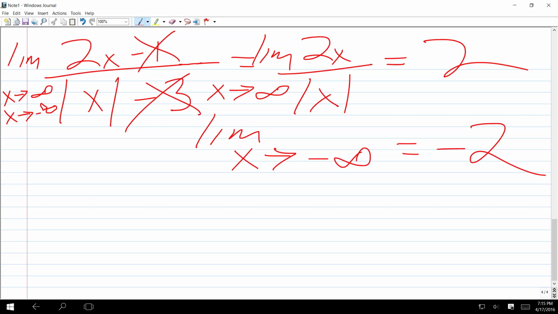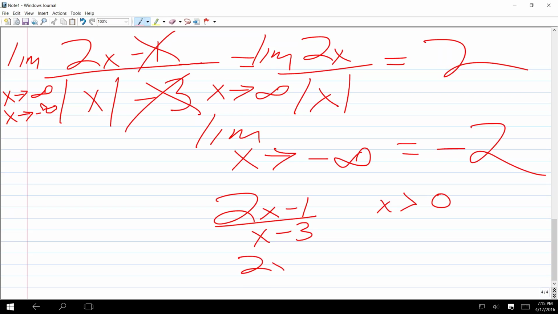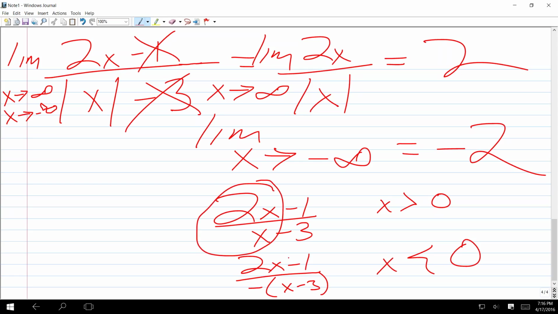These absolute value ones tend to be the tougher ones, but the way to look at them is piecemeal. In other words, this function you gave me is 2x minus 1 over x minus 3 whenever x is greater than 0, and it's 2x minus 1 over negative x minus 3 whenever x is less than 0. So positive infinity is going to go to 2, negative infinity is going to go to minus 2.